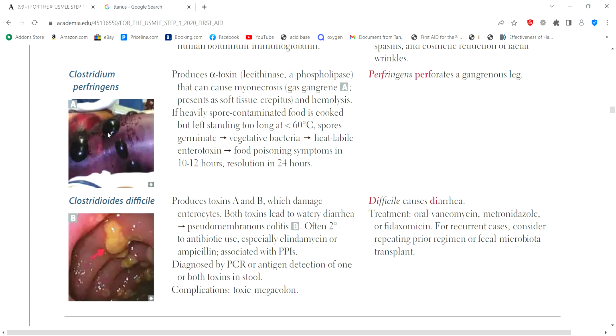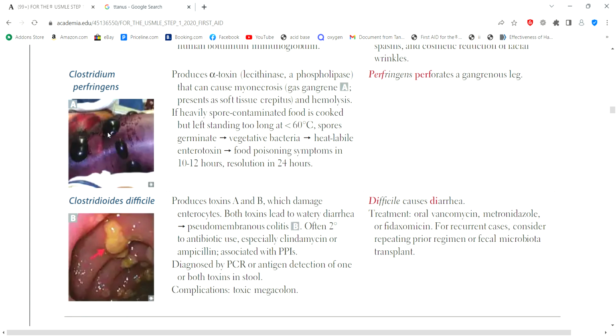So yeah, Clostridium perfringens. It produces alpha toxin, which is a lecithinase, a phospholipase that can cause myonecrosis, can cause gas gangrene, presents with soft tissue crepitus and hemolysis. If heavily spore-contaminated food is cooked or left standing too long at less than 60 degrees Celsius, spores germinate, and this causes vegetative bacteria, and this causes heat labile enterotoxin, can cause food poisoning symptoms in 10 to 12 hours, resolution 24 hours.